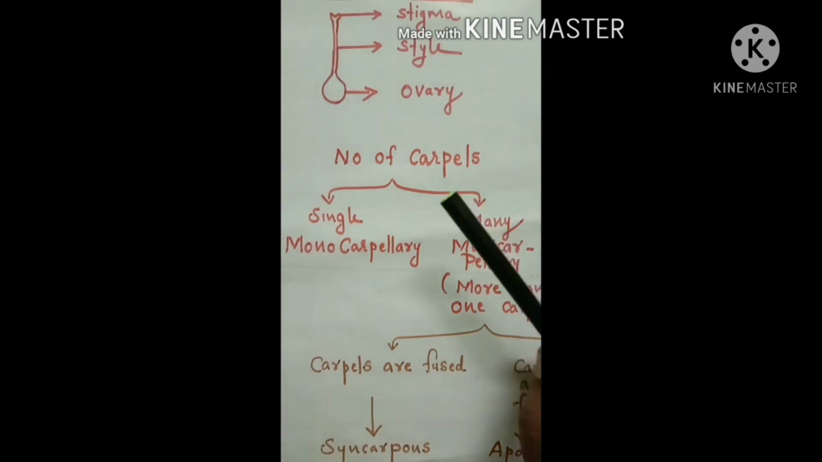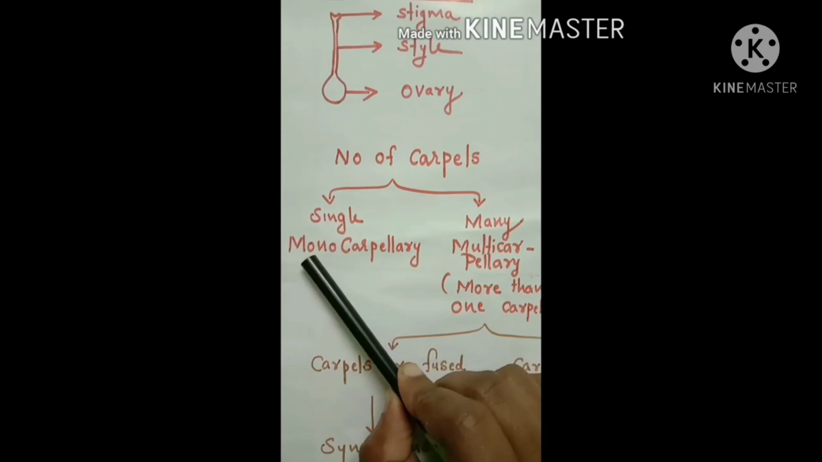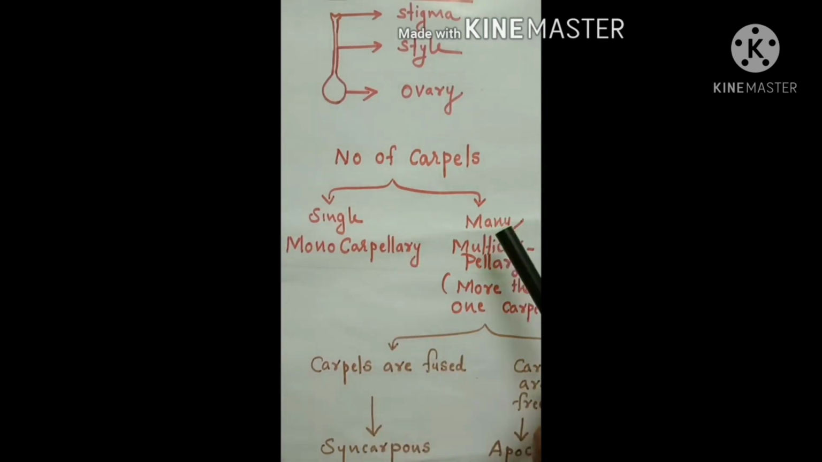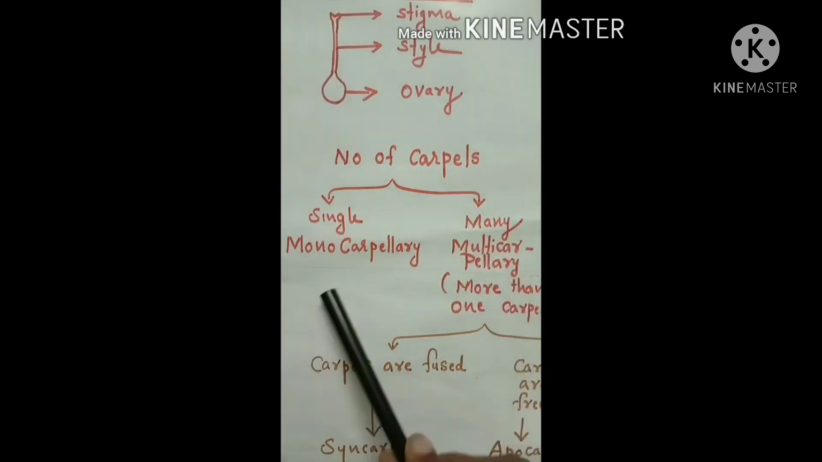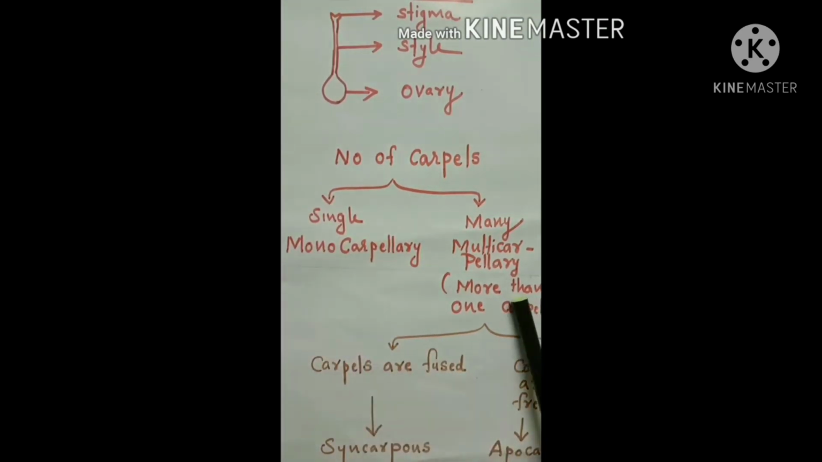In some cases we can see a single pistil. Such plants are said to be monocarpellary. In some other plants, we can see many pistils or carpels. They are said to be multicarpellary. Multi stands for many, and carpellary represents carpels: many carpels. So that condition is called multicarpellary. If it consists of a single carpel, mono means single, such plants are said to be monocarpellary.